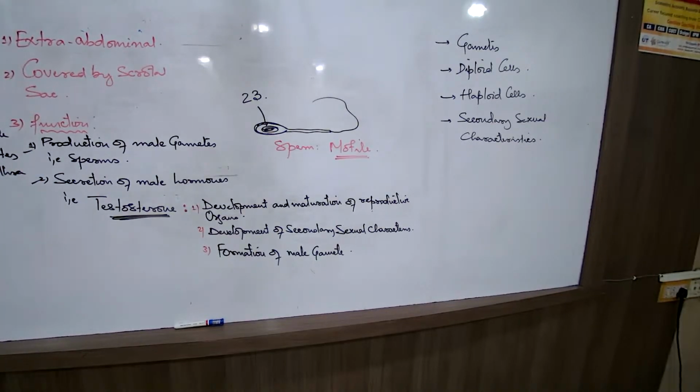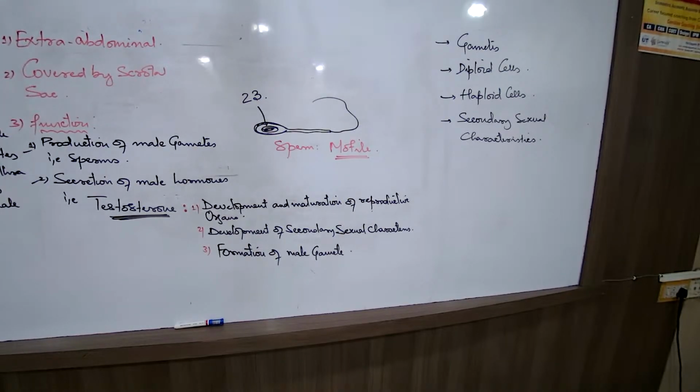Talk about the urethra. What to write? Function of the urethra: the urethra releases male gametes out from the body. Releases the sperms out from the male body. This much only. Next is the penis.